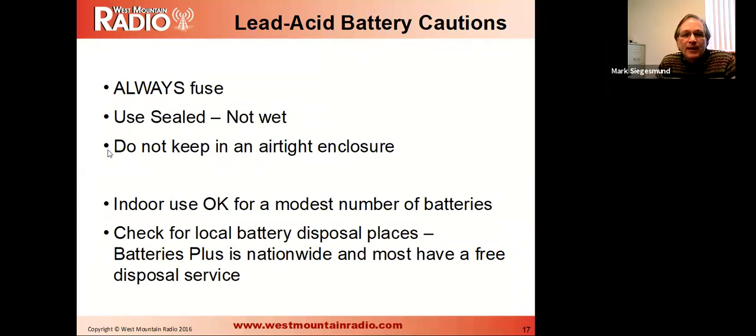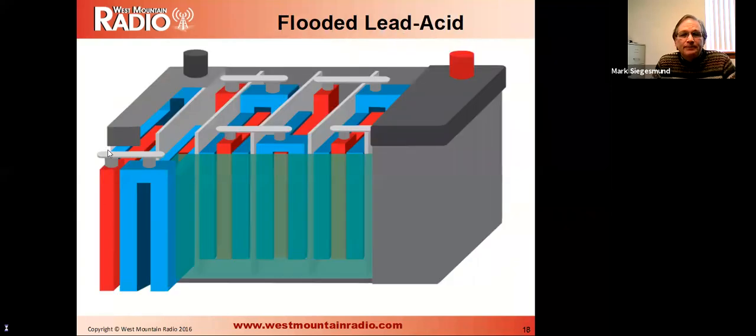Basically a hazard. Don't keep them in an airtight enclosure, but you can keep them inside in a room, that's fine. They do vent a little bit of gas, but that gas will dilute in the air just fine. But don't put them in a sealed container, because then that gas concentrates over time, and that will become a hazard. And then obviously try and dispose of the batteries properly. There's a lot of places that take free drop off on these lead acid batteries.